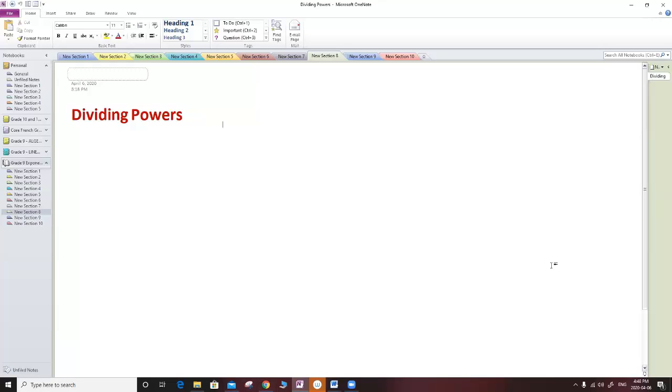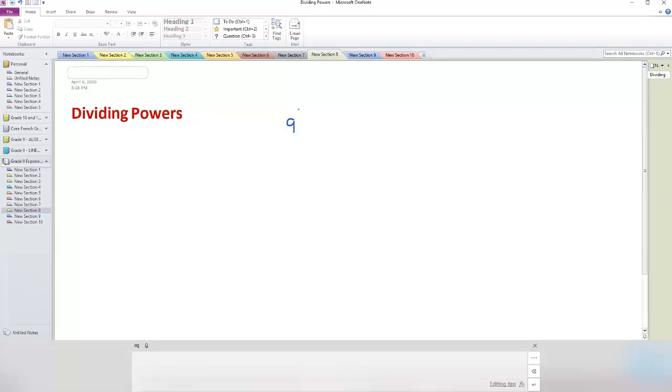So we saw last time how to multiply the powers. Now we're going to talk about dividing powers. So let's say I have 9 exponent 5 divided by 9 exponent 3.